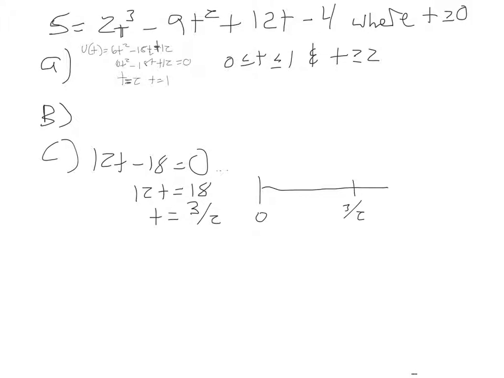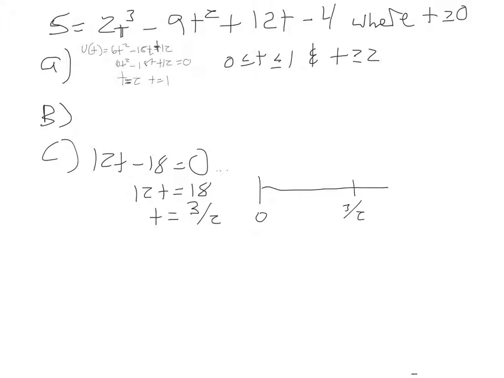Again, pick a point in the interval, evaluate your derivative, and I don't care what the value is, I'm just concerned with, is it positive or is it negative? And cutting to the chase, we find that the acceleration is negative in the interval from 0 to 3/2, and positive for all values of t greater than 3/2. Okay?